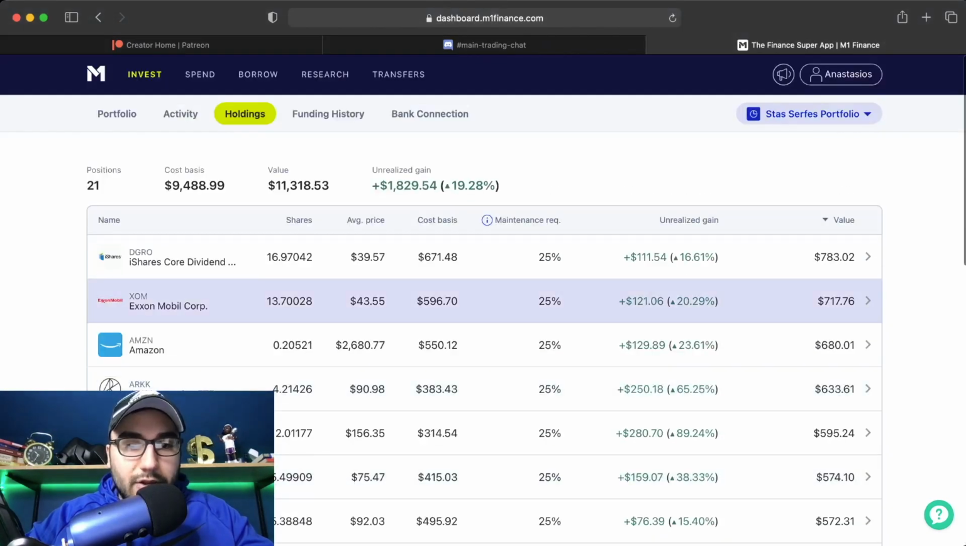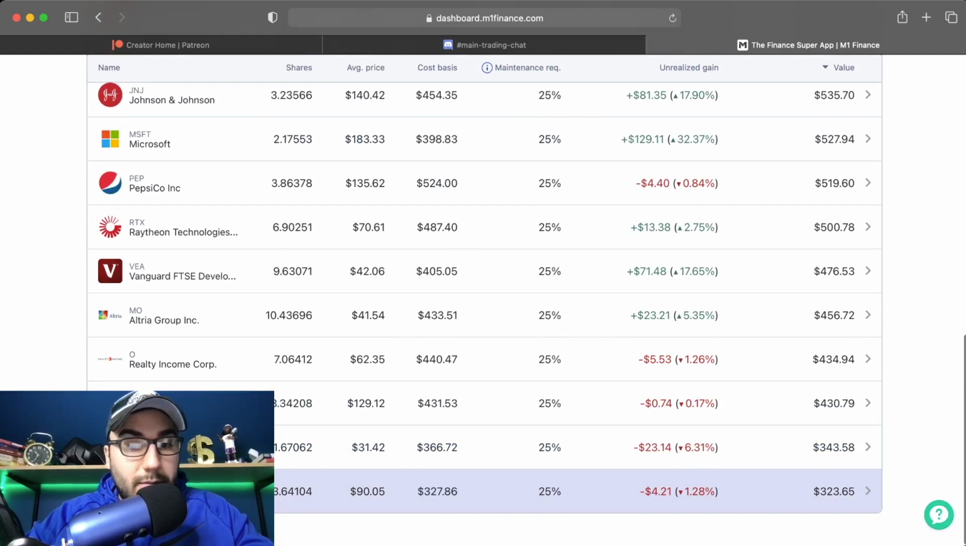But yeah, overall, that's kind of what I'm doing now, and you can see Duke has been a laggard in this portfolio. It's made me no money in terms of capital gains over the past year and a half. I have gotten dividends, which again, that's awesome, but it hasn't made me money in terms of capital gains. So I'm cutting out of that.